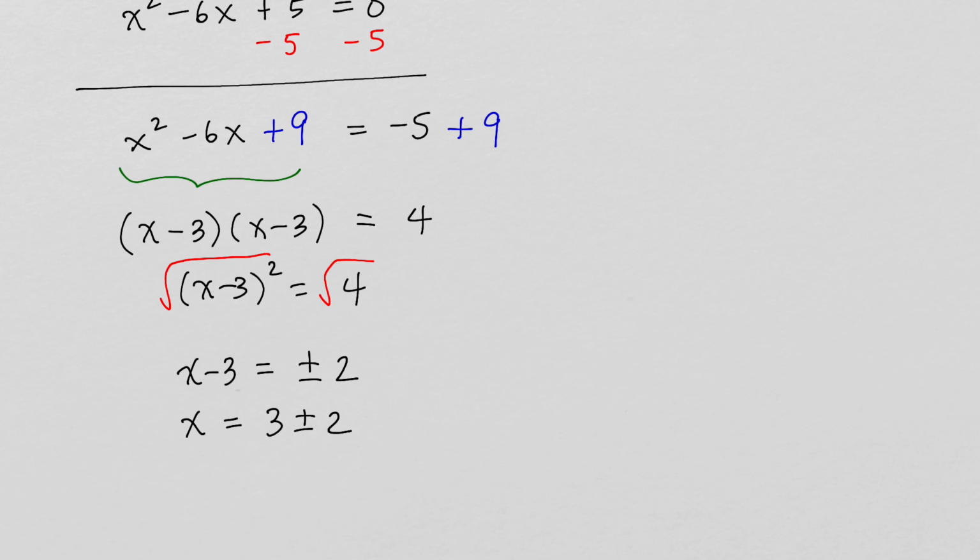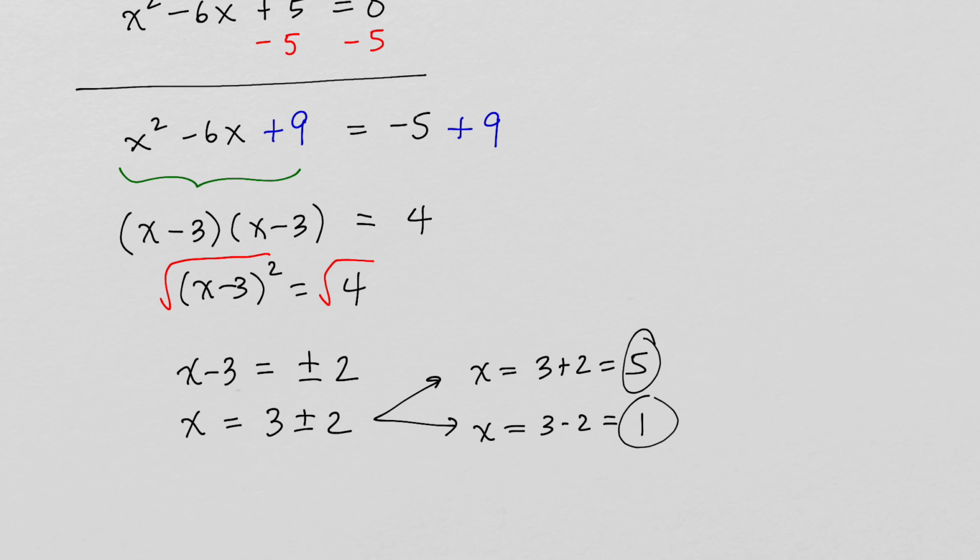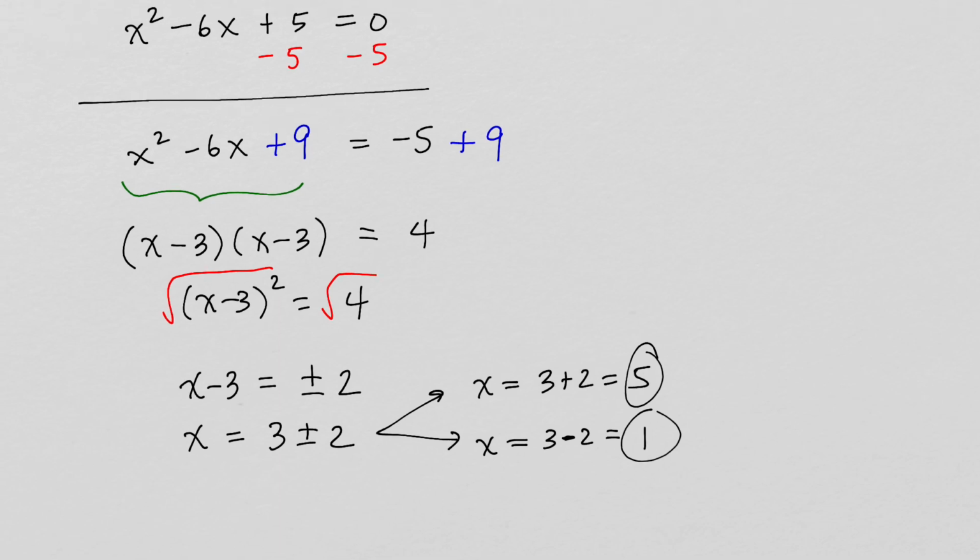And that gives us two solutions. We have one solution, which is 3 plus 2, which is 5. And we have the other solution, which is 3 minus 2, which equals 1. So we have two solutions, x equals 5 or x equals 1. Okay.